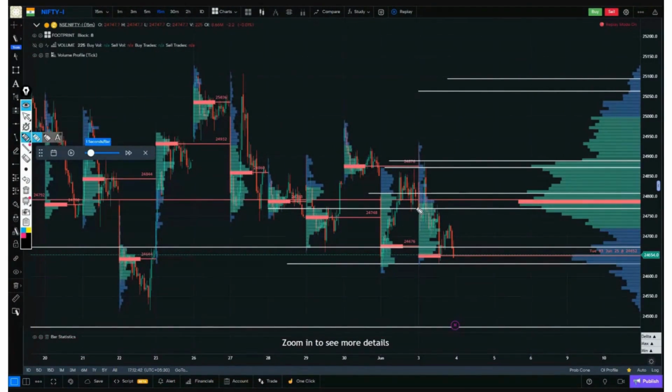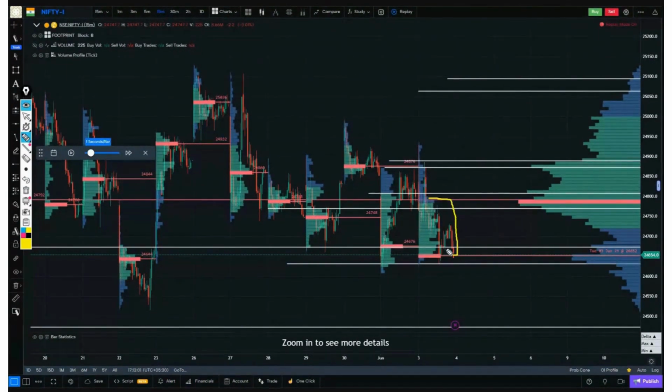Yesterday's volume profile was a B-shaped volume profile. How is it B-shaped? Look like this. See this. This has formed a B-shape, right? Inside this B-shape, we had a big volume node.